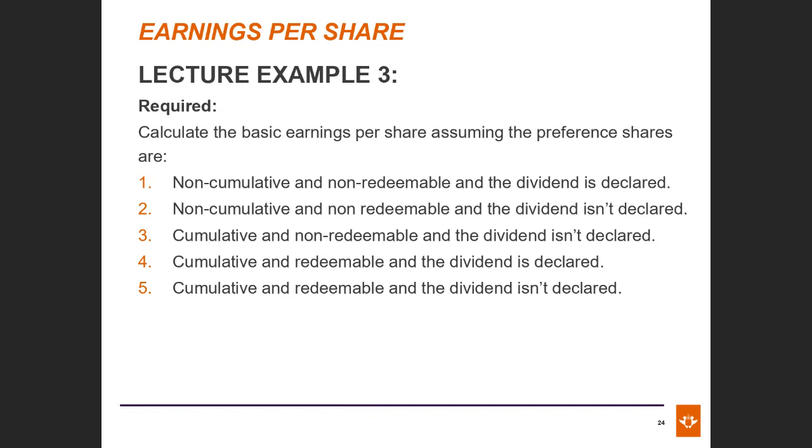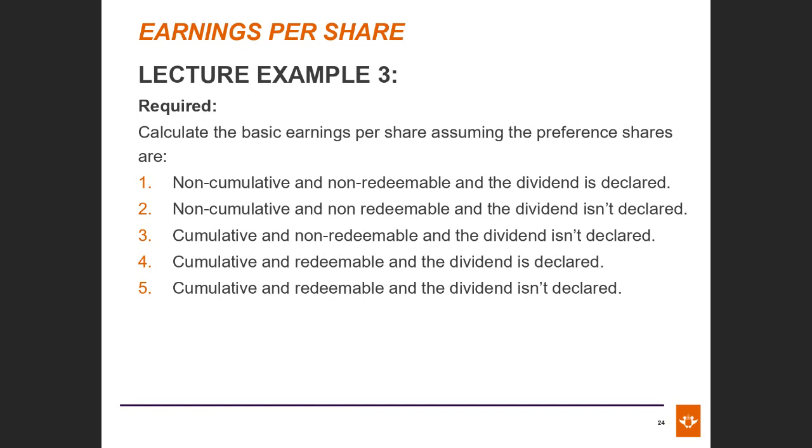So I'll just explain it again. In scenario 4, we have cumulative and redeemable preference shares, and the dividend is declared. So where we have preference shares that are definitely going to be redeemed, they should be treated as a liability. So when we have a preference share that is treated as a liability, the preference dividends are essentially treated as interest using the effective interest rate method when calculating profit for the year. Therefore, the dividends have already been deducted when calculating the profit of 200,000.